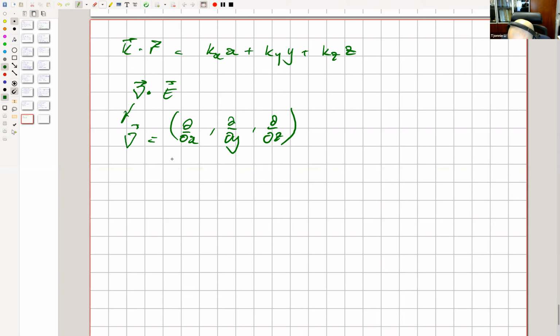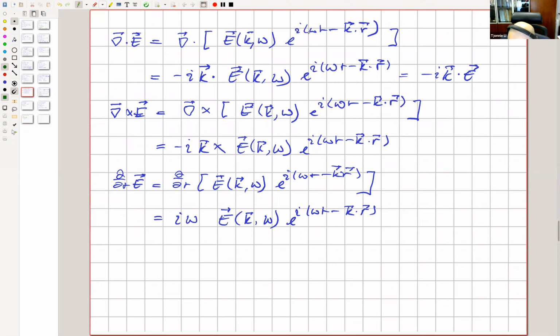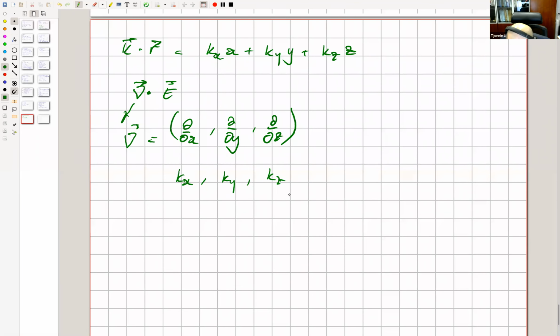And so here I could do this in turn, right? I can take partial by partial x of E, in which case I get kx, because here I'm taking e to the i times this. And so I get i times, and this is a minus sign here. And for each of these, I'm getting kx, ky, kz. Therefore this is the equivalent of minus i k.